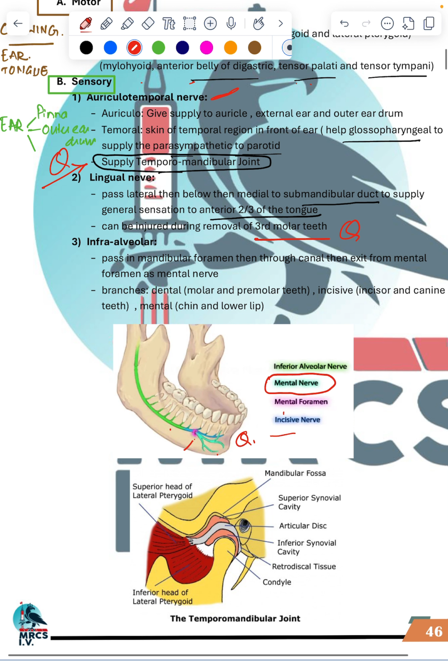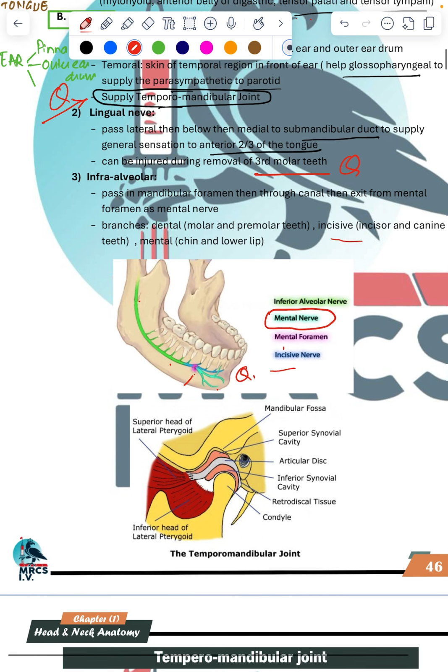This is another, the inferior alveolar sensory nerve, which passes into the mandibular foramen. This is the mandibular foramen inside the mandible, and it exits from the mental foramen. It goes inside and comes out. Then it gives branches to the molar, premolar, and incisor teeth.